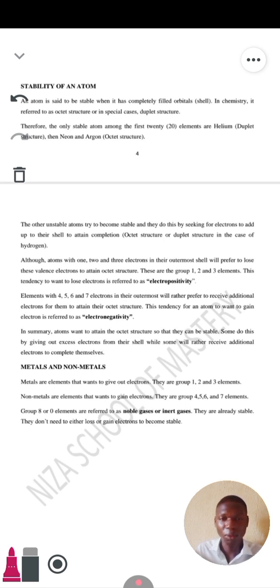So what does it mean when we say a shell is completely filled? Oh, that means it is full. That means it cannot take more. For example, if I say that your cup is filled, that means if you put extra, it will pour. It can't take more. So when I say a shell is completely filled, that means that particular shell cannot take more. Are we together?